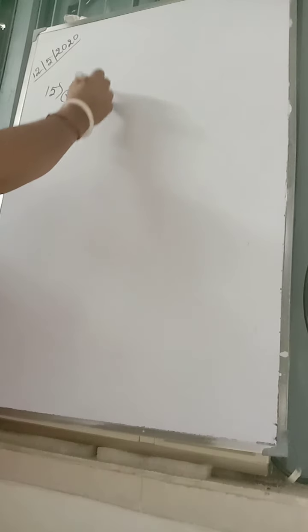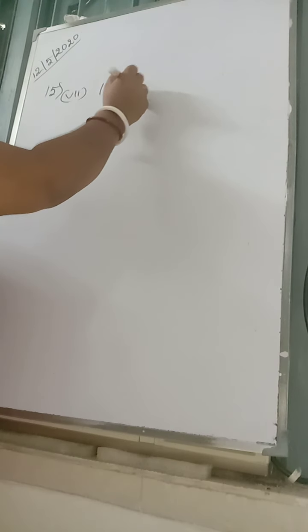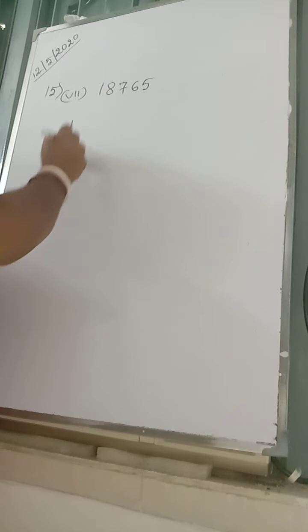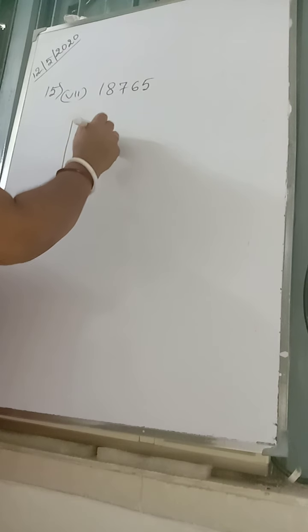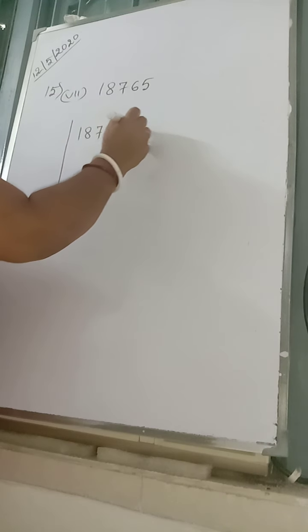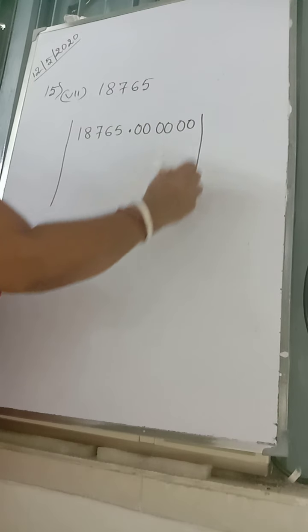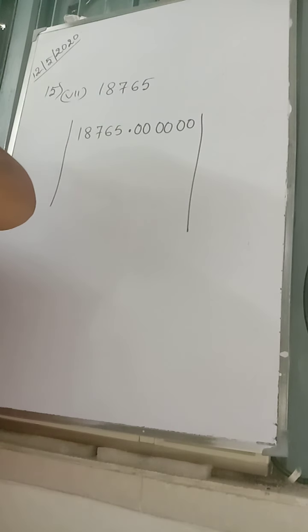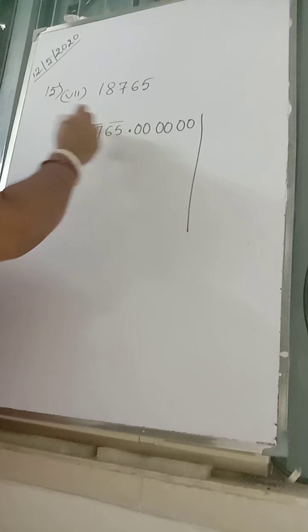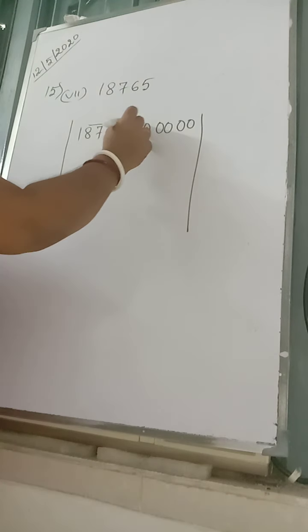It is given 18,765. So we'll write 18,765. Then after the decimal, 3 pairs of zeros, dear. Okay. Now what we are going to do? We are going to make pairs in this way.